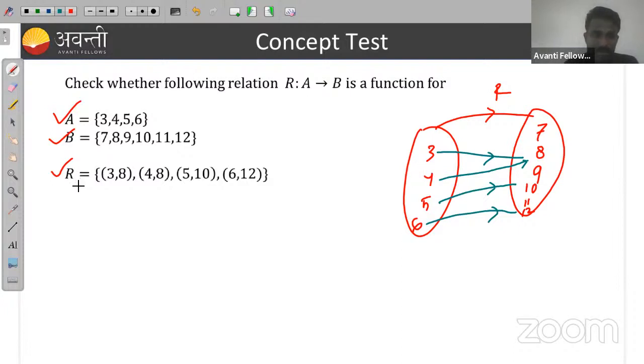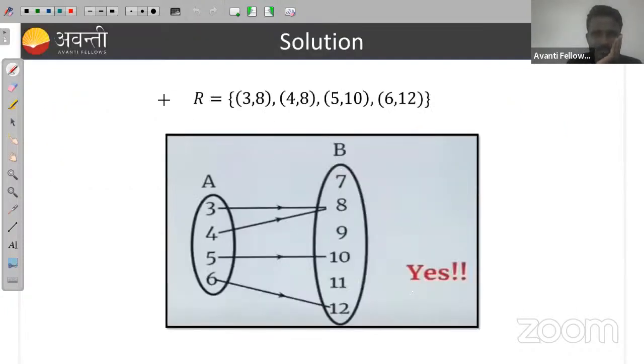The way it has been written, you can't visualize it, though you can see the relation completely between A and B. But this diagram representation helps us to understand in a better way. So you can see that both conditions of a function are fully satisfied, so it's a function. Okay. Yes, it is a function.